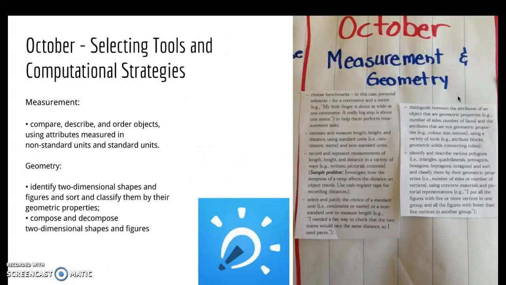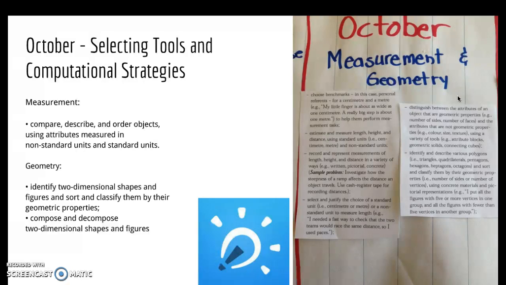October, the processes are selecting tools and computational strategies, and we're going to use Explain Everything as one of those tools. We're going to compare measurement and geometry. So measuring these different shapes, the geometric shapes, with a major focus on two-dimensional shapes. We're going to look at using non-standard and standard units, both through math manipulatives and also through the use of the iPad with Explain Everything to really show the students measuring through either non-standard or standard units, and to get a chance to look at two-dimensional shapes and figures and sort them by their geometric properties.